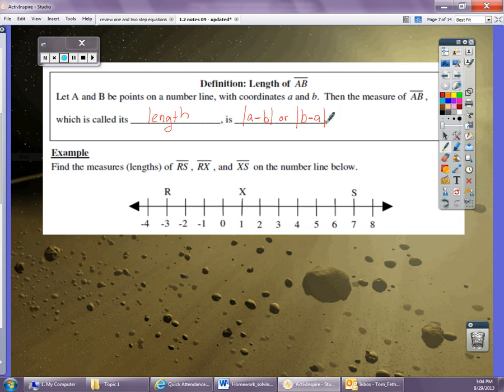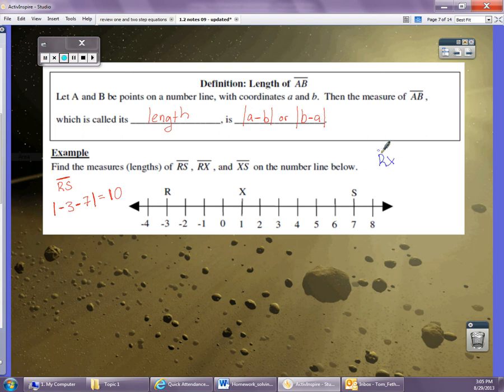If we start with RS, RS is the absolute value of negative 3 minus 7, which gives us the absolute value of negative 10, which is 10. So RS is 10 units long. You can count 1, 2, 3, 4, 5, 6, 7, 8, 9, 10. It's 10 units long.